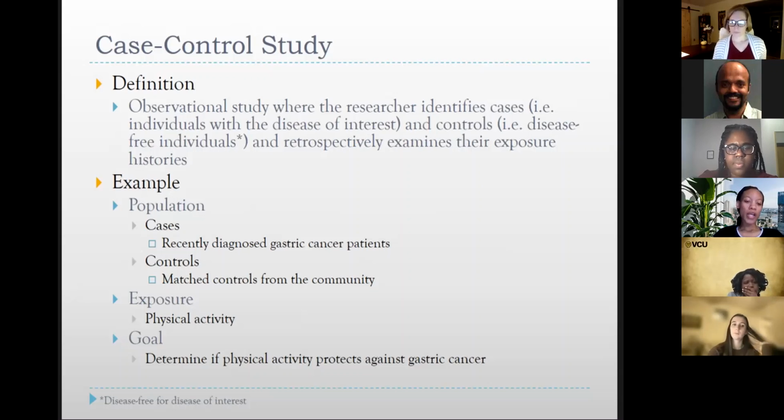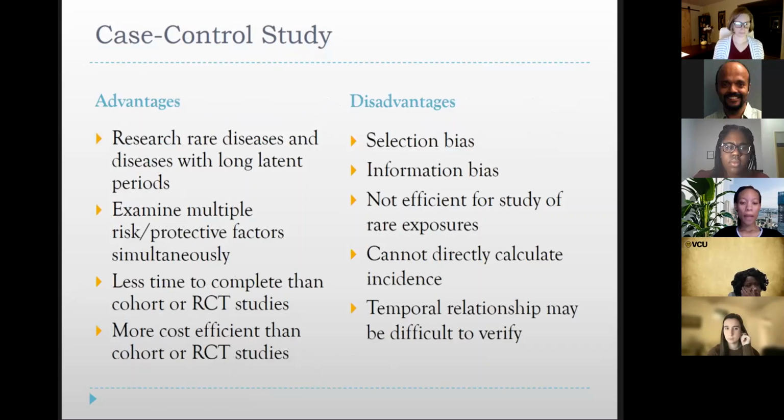There are several different kinds of controls that you can utilize for case control studies, but that's one type, so matched controls from the community. And they could be matched on things like age and biological sex, for instance. And then having the person go back and look and see how their physical activity levels were, maybe 10 years prior to the study recruitment. And this would help determine if physical activity protects against gastric cancer. So as you can imagine, there are some advantages and disadvantages.